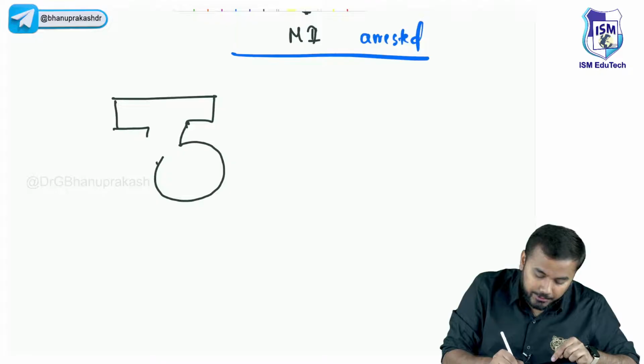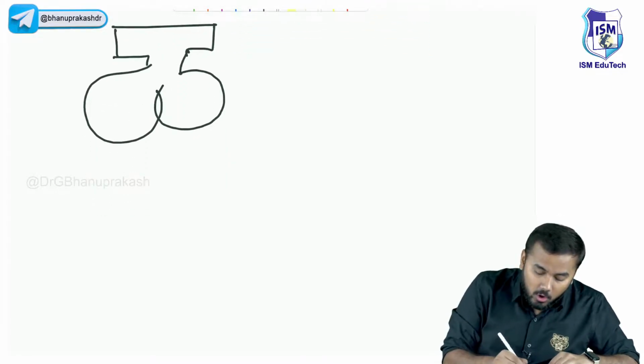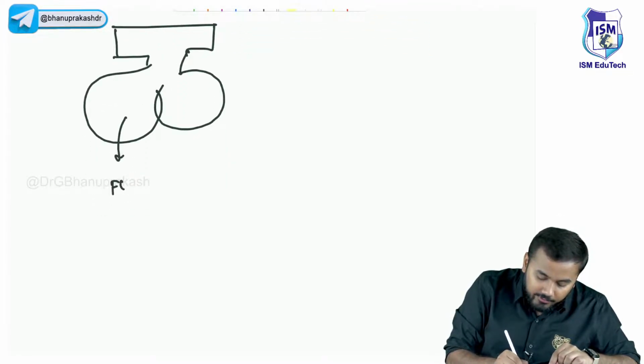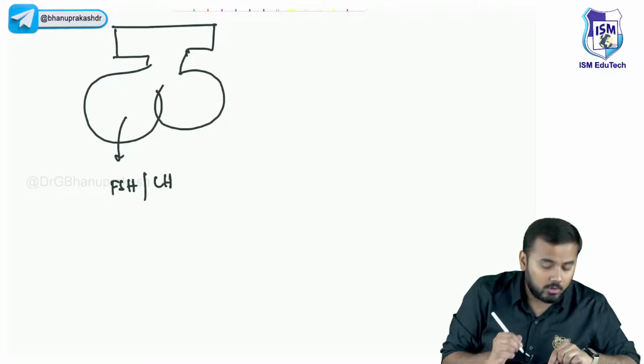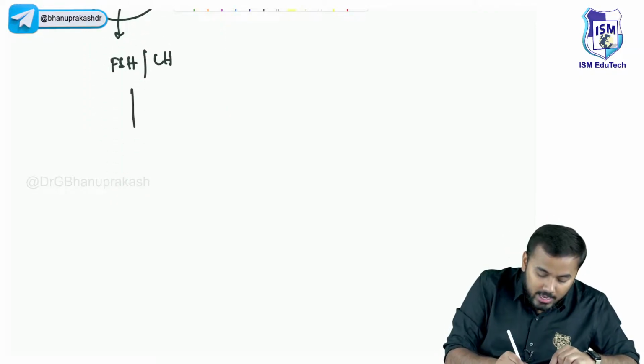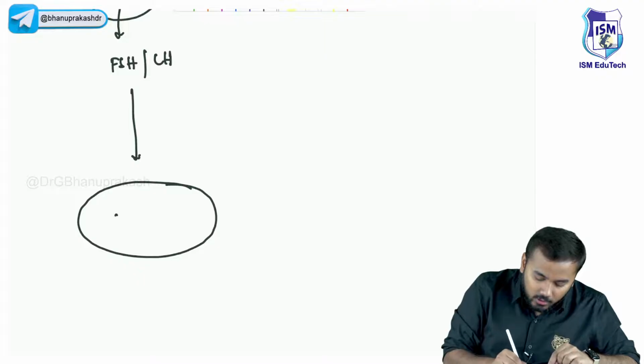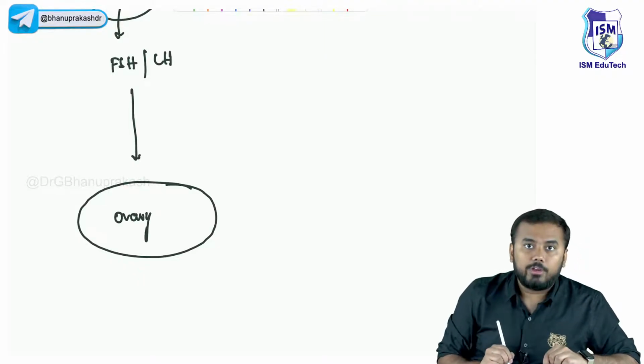This is your posterior pituitary. This is your anterior pituitary. All of you know, from your anterior pituitary, FSH is released and luteinizing hormone is released, right? So they are acting on what? They are acting on the ovary, right?